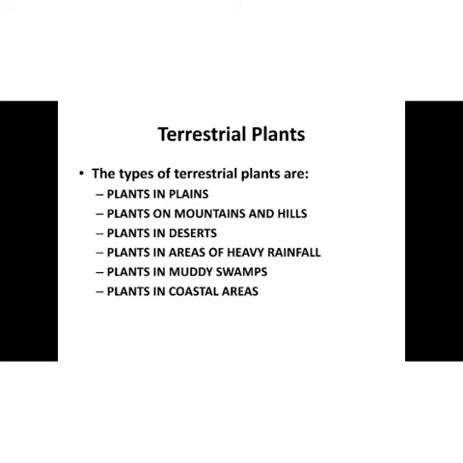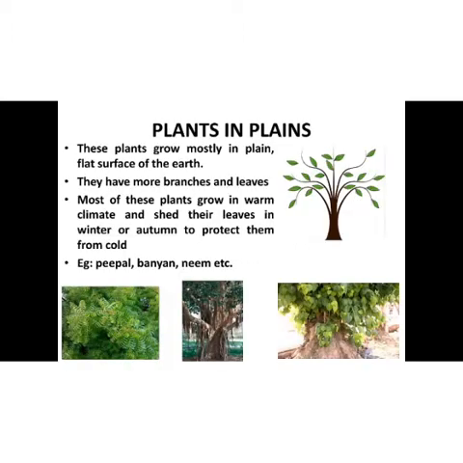Now we will discuss terrestrial plants. There are different types of terrestrial plants. They are plants in plains, plants on mountains and hills, plants in deserts, plants in areas of heavy rainfall, plants in muddy swamps, plants in coastal areas. Today, we will discuss the first two types of terrestrial plants, that is, plants in plains and plants on mountains. Now, we will discuss plants in plains.